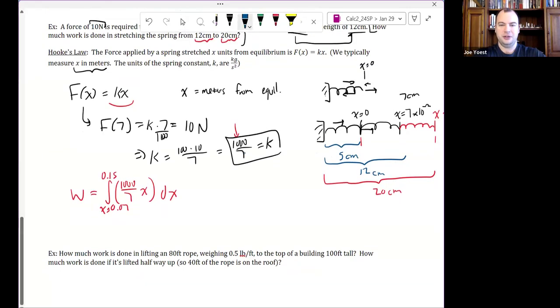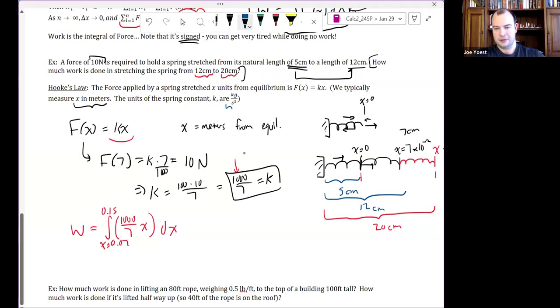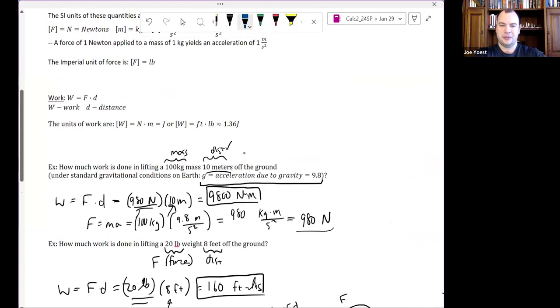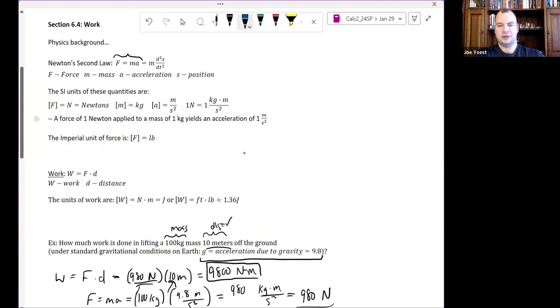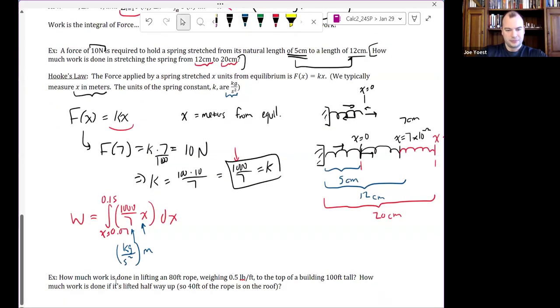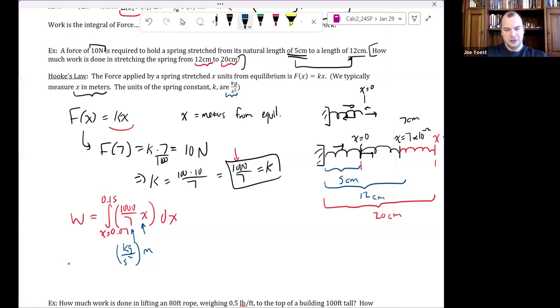If we check our units, the spring constant is in kilograms per second squared. This x is in meters, so kilograms meters per second squared. And that is newtons. Work should be in newton meters. Where does that other meter come from?